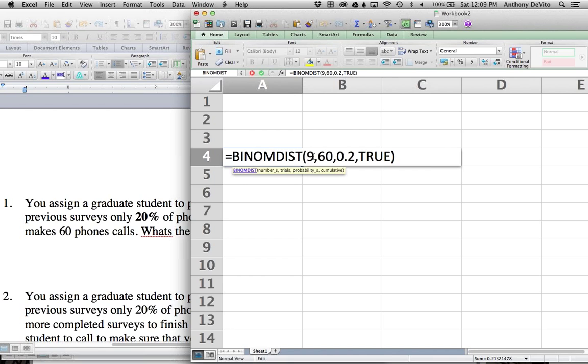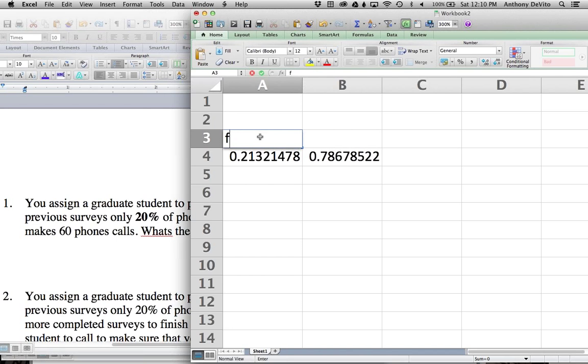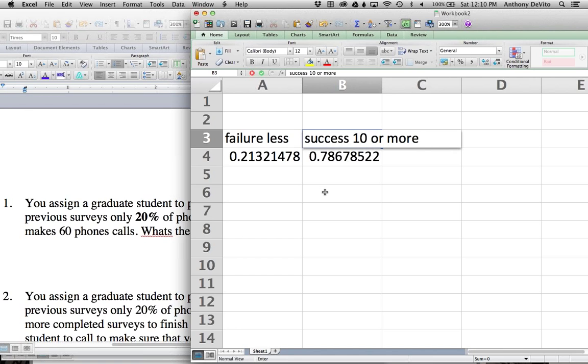Unfortunately, I can't tell it to give me the probability directly of getting 10 or more. Binomial distribution only works to the left, to the low end. That's why I put in 9, because I didn't want to include 10. This is the probability of failure, less than 10, and this is the probability of success, 10 or more. That's what those probabilities represent.